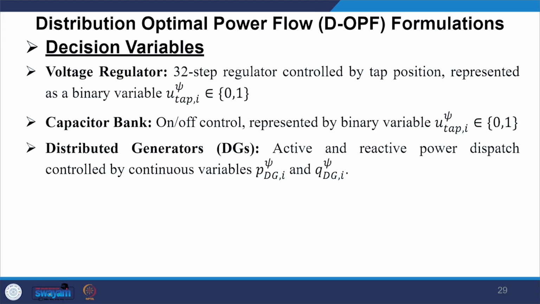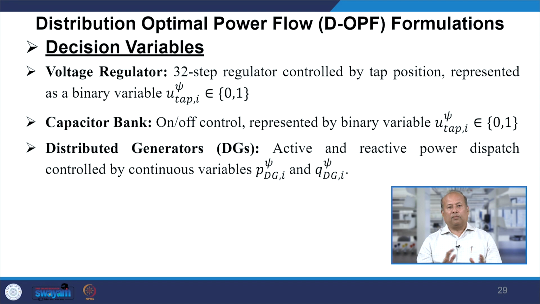So, the DG power output must be less than or equal to its maximum rating capacity. And then we have different decision variables which are important for all of us to understand. So, voltage regulator, which is a decision variable of 32 steps, capacitor bank, which is on or off, that is 0 and 1, and similarly distributed generators, which have to cater active and reactive power requirements, and they could also be controlled because I can decide what is my PDG and QDG to achieve certain goals in my objective functions.